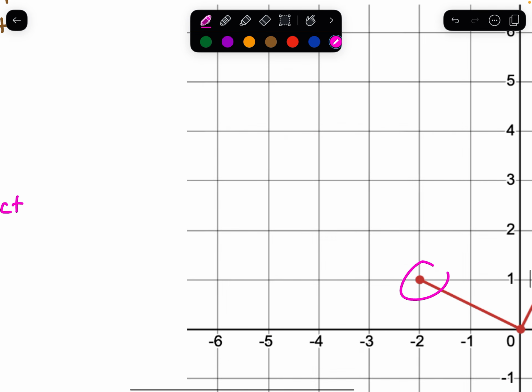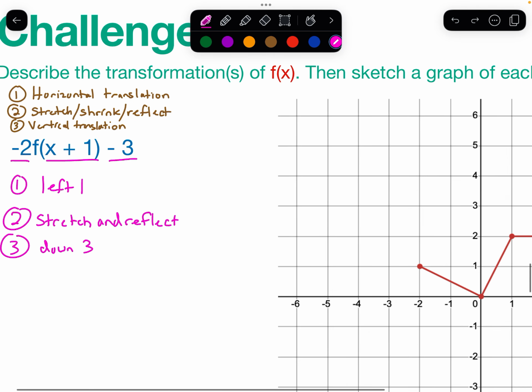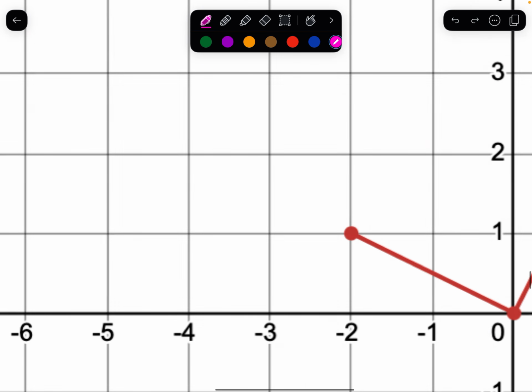Okay, and we'll start with this point right here. We're going to take a left 1, stretch by a factor of 2, reflect, and shift it down 3. Okay, here goes. If we go left 1, we'll be over here. Now we've got to stretch that by a factor of 2. So we've got to double that y value.